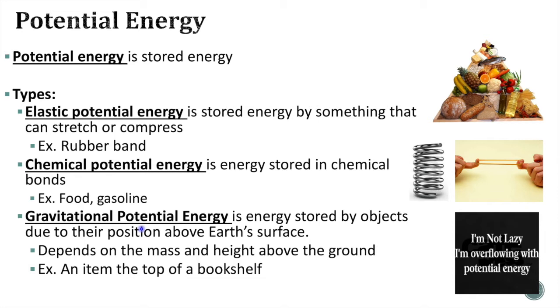Then the last one we're going to talk about, and the main type of potential energy we're going to deal with, is gravitational potential energy. So gravitational potential energy is stored in objects due to their position above the Earth's surface. It'll depend on the mass and the height above the ground. And an example would be just an item on top of a bookshelf. Any item on Earth is going to have gravitational potential energy, and the higher it is off the ground, the more it's going to have.